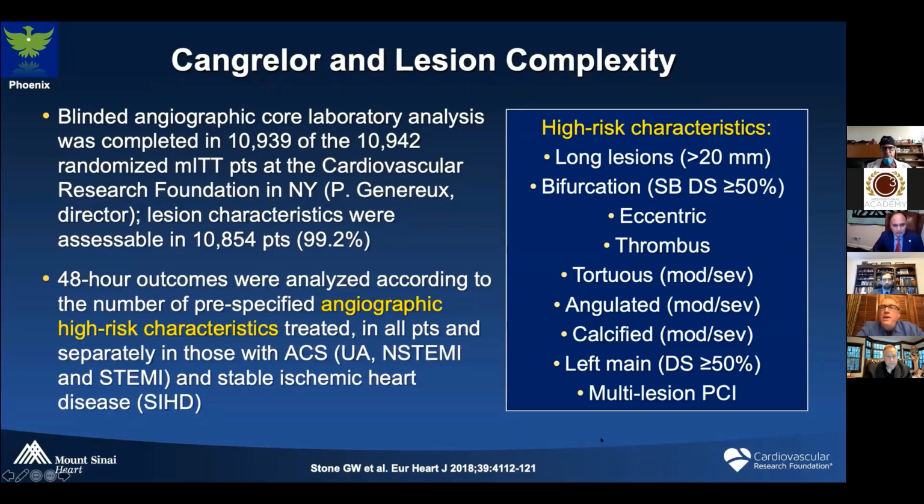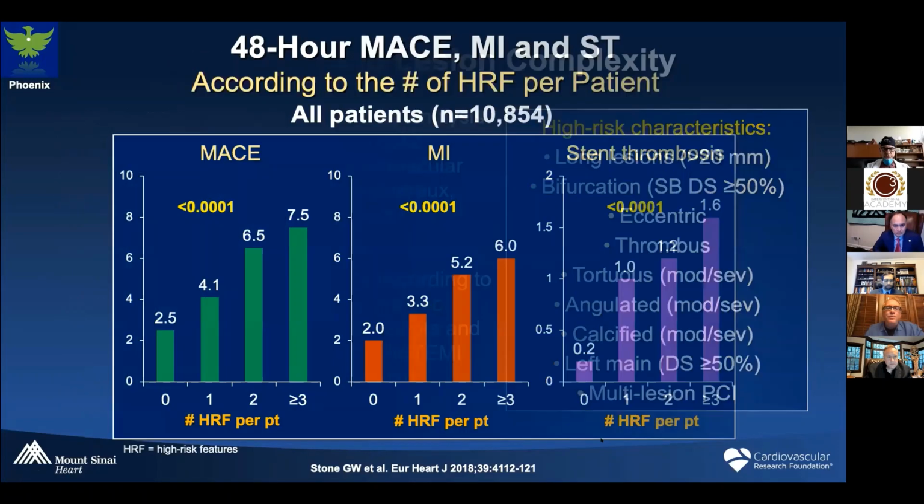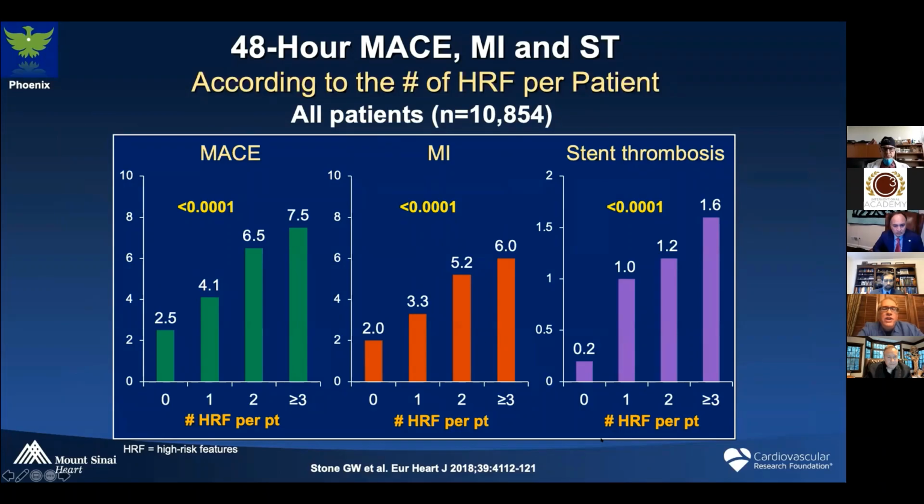And we predefined high-risk characteristics as core lab assessed long lesions greater than 20 millimeters, bifurcations with a side branch diameter stenosis of greater than 50%, eccentric lesions, thrombotic lesions, moderate to severe tortuosity, angulation, calcification, significant left main disease, or multiple lesions having to undergo PCI. And if you looked across the board in Champion Phoenix, independent of the type of antiplatelet agent that was used, we saw a very nice graded response with the number of those high-risk features that were present and the 48 hour rates of MACE, myocardial infarction, and stent thrombosis.